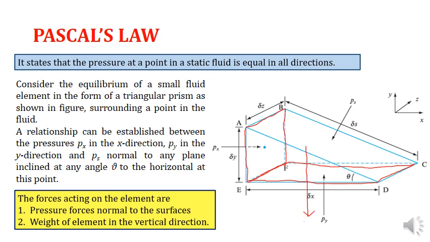The first category is the pressure forces normal to the surfaces, and we have discussed these three normal forces, those are acting on this triangular prism differential element. The second category of forces is the weight of the element in the vertical direction. So your weight is always acting downward. You are familiar with that.